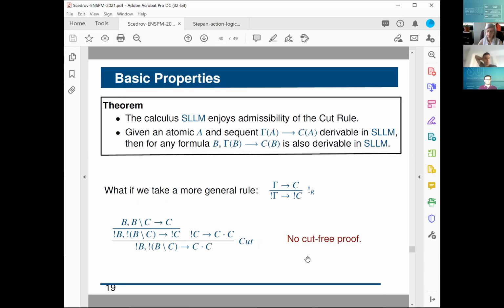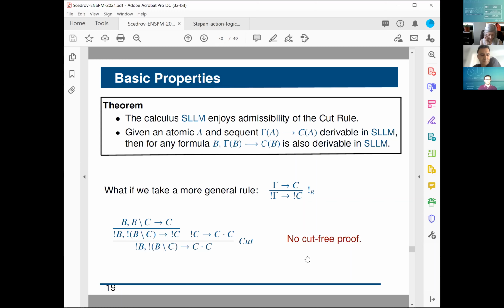we now have the theorem that this calculus now has all the four properties, all the other three properties. It enjoys the admissibility of the cut rule. It satisfies the basic substitution property, and it also satisfies the Lambek condition.